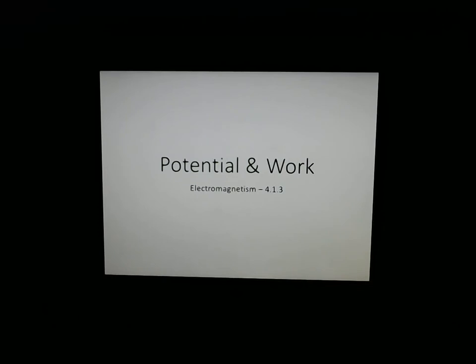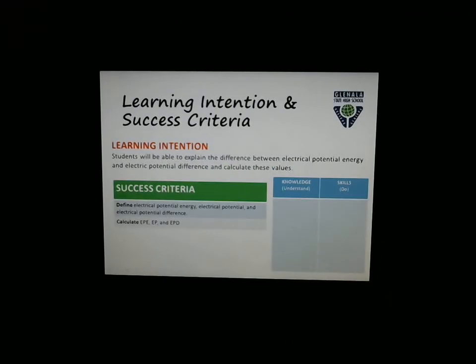electric energy. Here are the learning intentions and success criteria for this chapter. Please pause the video and attempt to complete the KS table down there on the bottom left. Sorry, bottom right. Okay. So hopefully you got that done.